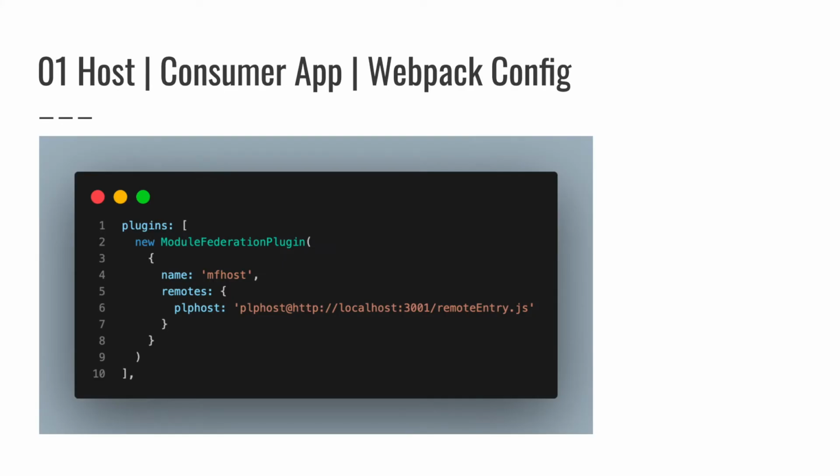The first step is to create the host application that basically can consume components from the partner application. The configuration of the host application looks like this, where you have to add a plugin, the module federation plugin, and provide the name of the application as well as a reference to the remote application in the remotes property.